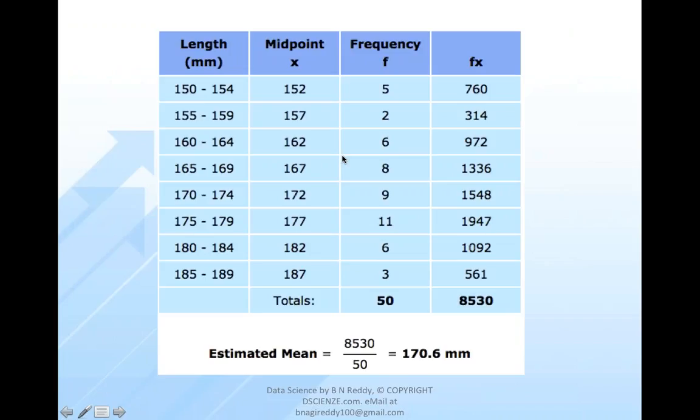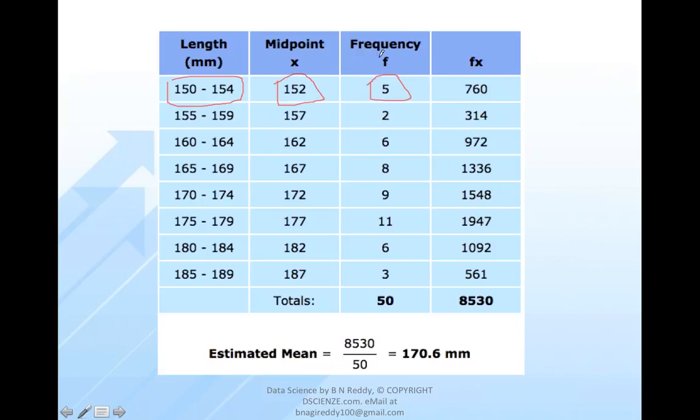Here, for the grouped mean, we have to find the midpoint. We already discussed it. So when we have grouped values, we have to find a midpoint. The midpoint is 150 plus 154 divided by 2, because we have 2 values in the group, and then you get 152. And the frequency is 5.